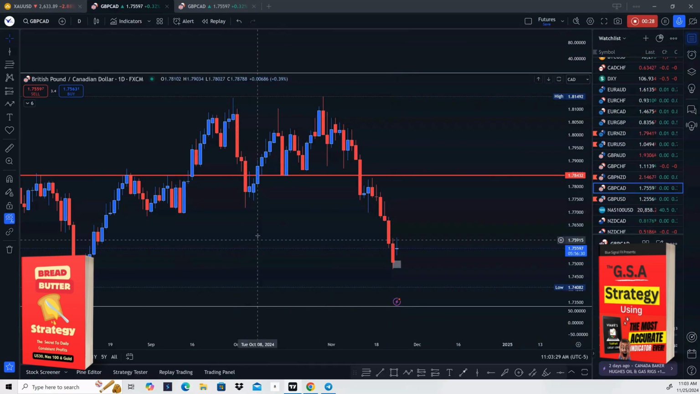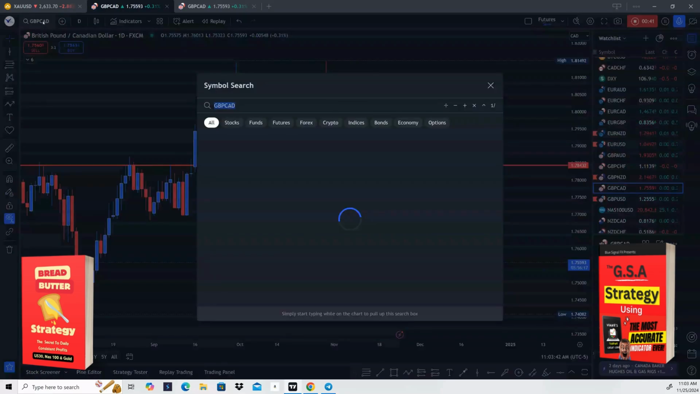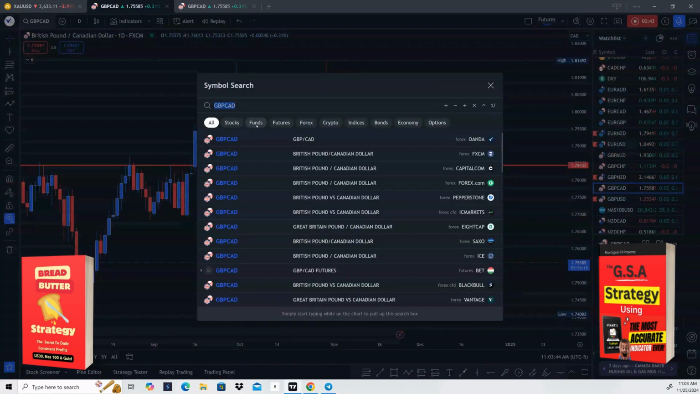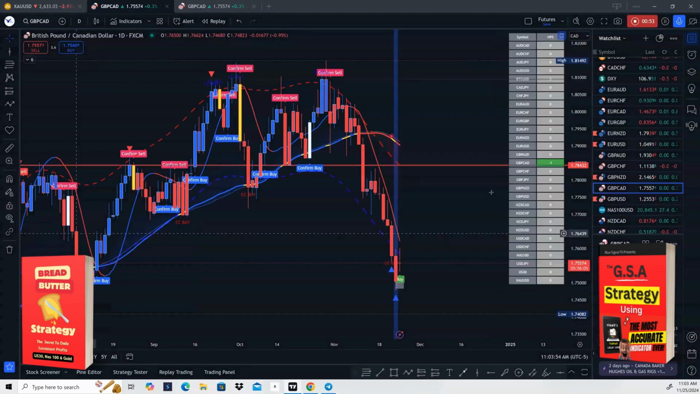What this scanner does is scan for high probability setups in the market, so you never, ever, ever have to pay for signals. And it works for all instruments: stocks, futures, funds, forex, crypto, indices, options. It works for any and every instrument you can trade. So let's go ahead and turn it on so you guys can see it. And here it is right here.